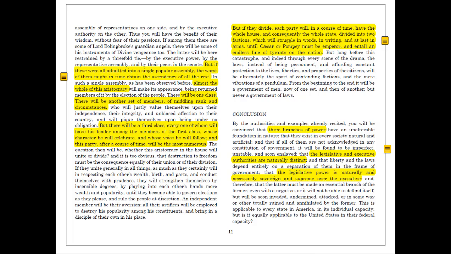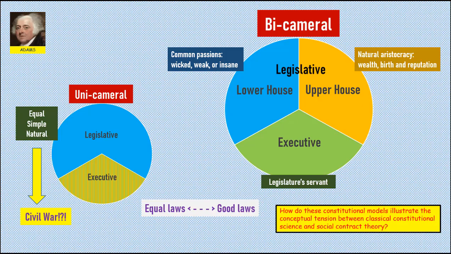So let's summarize and return back to our illustration. So the unicameral model, exactly because it is equal, simple, and natural, lacks the sophistication, if you will. It lacks the internal component parts necessary to manage the forces of nature. It is too simplistic in its assumptions about human nature. It combines everybody together in one. And by combining everybody together in one, it virtually ensures civil war, is Adams's argument.